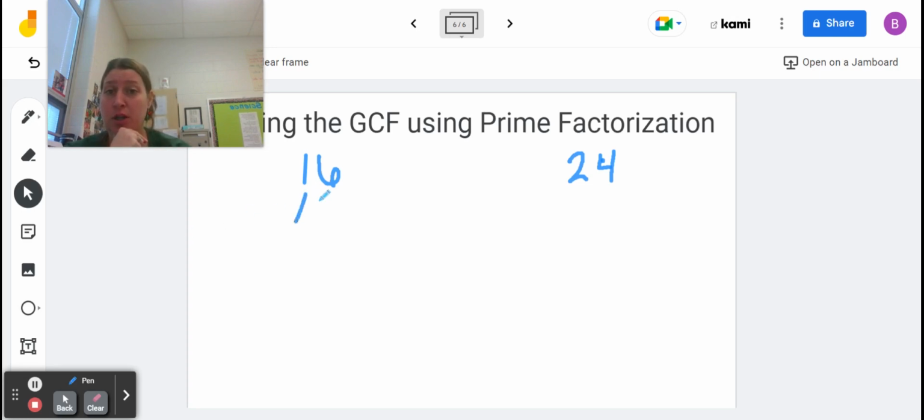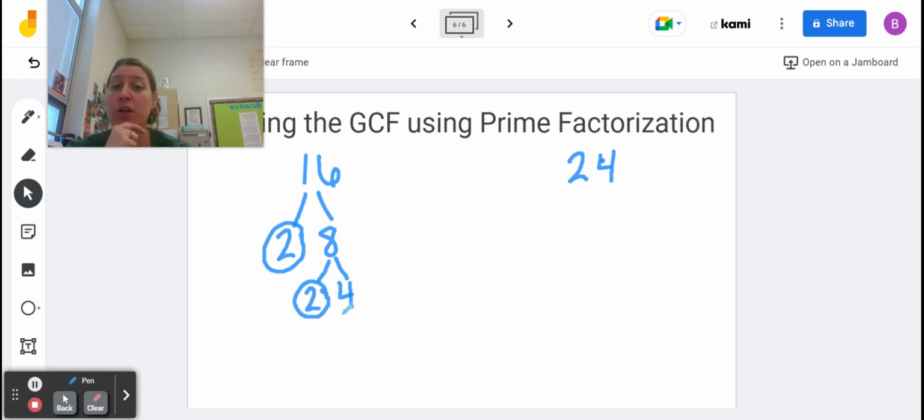So I'm going to break it apart. 2 times 8. I know 2 is prime, so I'm going to circle it. 8 is composite, so I'm going to continue breaking it down. 2 times 4. 2 is prime. I'm going to circle it. 4 is composite. I need to break it down. 2 times 2. Both 2's are prime. I'm going to circle both. I'm going to now write it as a multiplication problem. So 2 times 2 times 2 times 2.